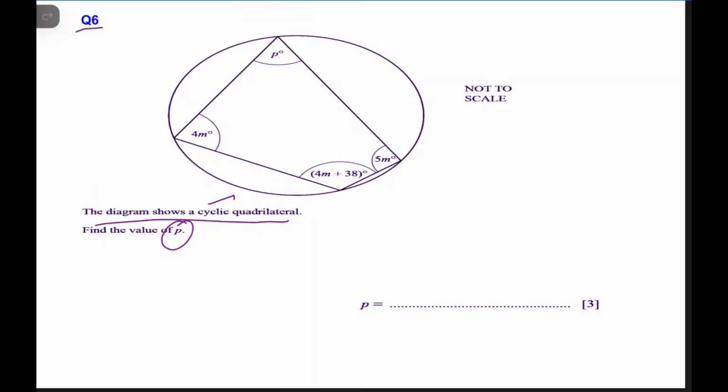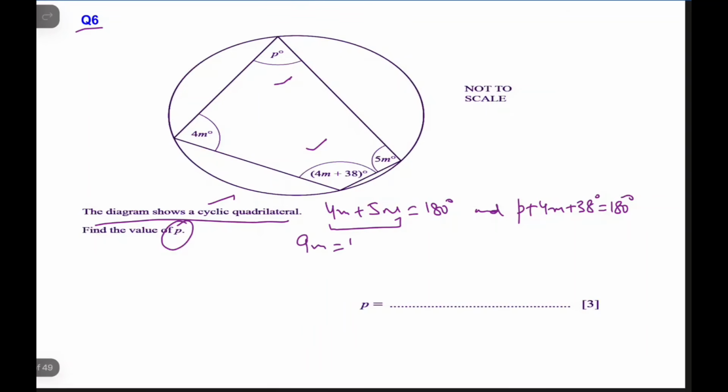Now we know that a cyclic quadrilateral is a quadrilateral whose 4 vertices lie on the circumference of the circle and the opposite angles add up to 180 degrees. So that implies 4m plus 5m is equal to 180 degrees and p plus 4m plus 38 degrees is equal to 180 degrees. So from here 9m is equal to 180 degrees. So the m value will be 180 degrees by 9, that is 20 degrees.